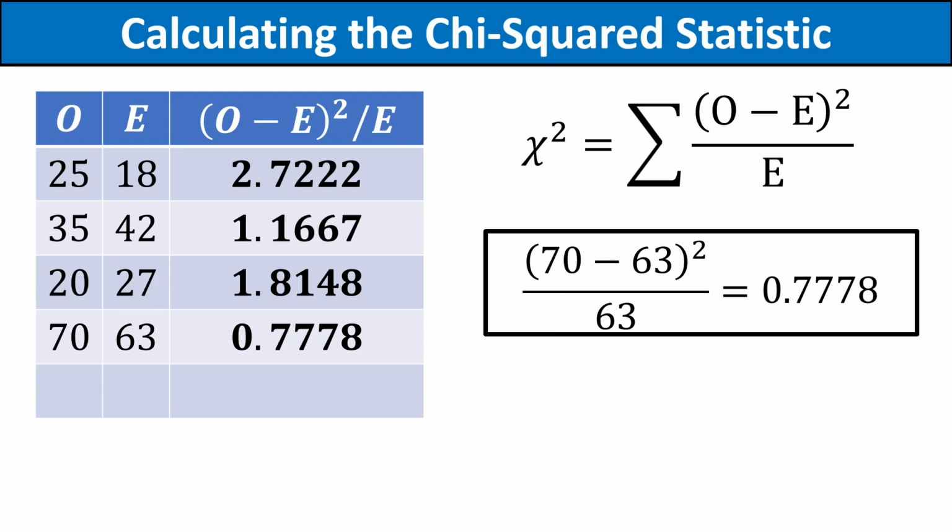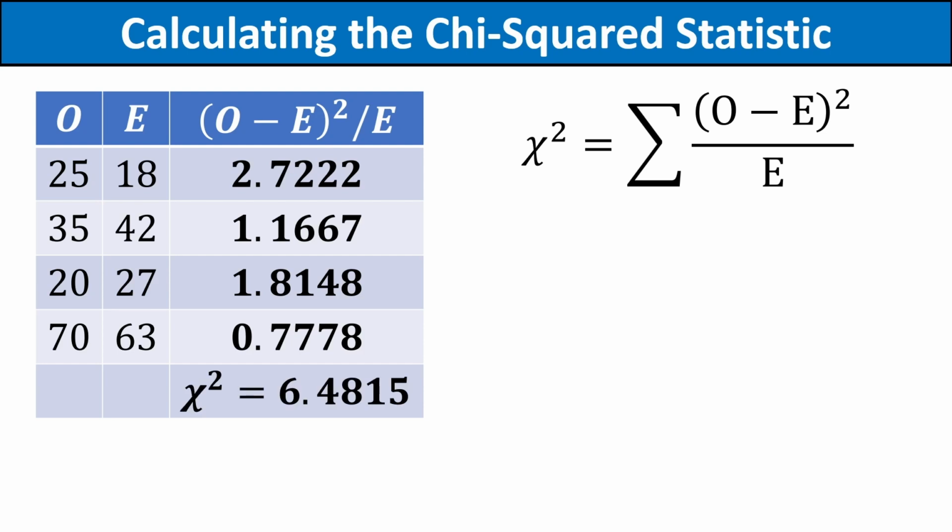Right, here the observed was 70. What we would expect to see on average if the null is true is only 63. We square that deviance, divide again by 63, we get 0.7778. So now we have the contribution made by each observation to this chi-squared statistic. What do we have to do? Next, we add them up. I'm sure that's something you can do easily. When you do add them up, you get a chi-squared statistic of 6.4815.